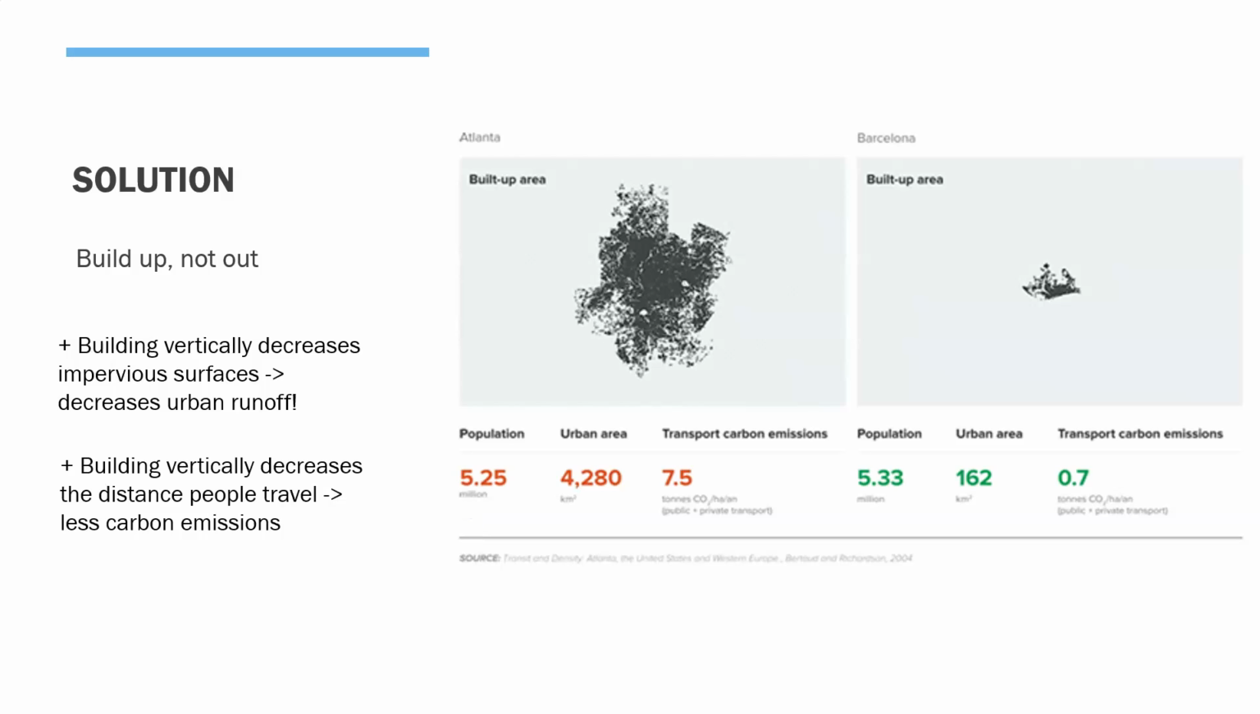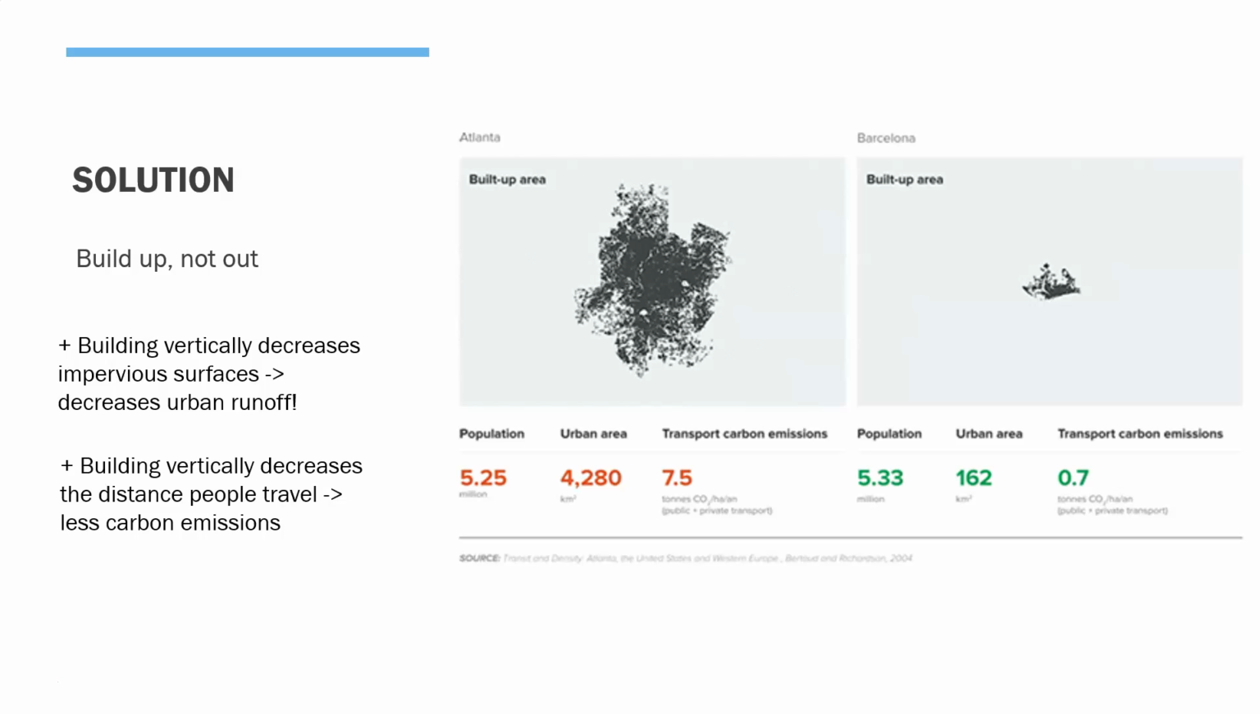Another solution is building up, not out. Rather than spreading your urban area out, you can just build up. Building vertically decreases impervious surfaces because you're not paving as much. We see two cities here: Atlanta in the United States and Barcelona in Spain, with similar populations, but look at the difference in urban area. Atlanta is very spread out. I don't know if anybody's ever been there. It is not a fun place to drive. It takes a long time to drive from each edge of Atlanta.